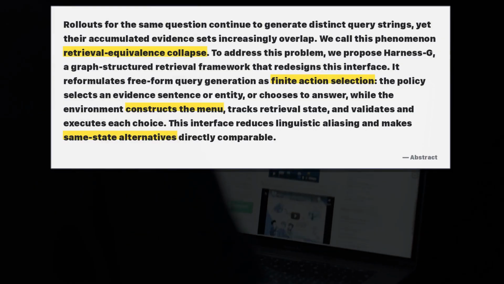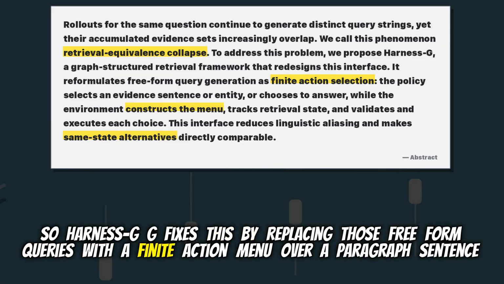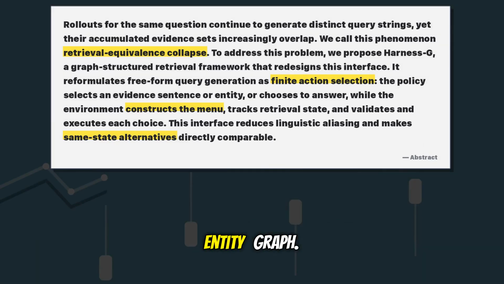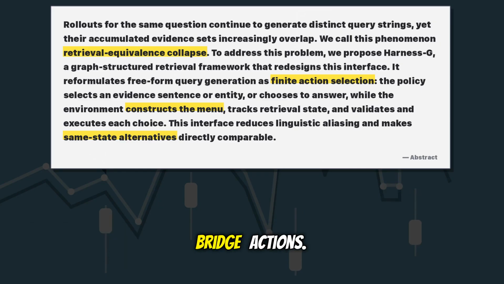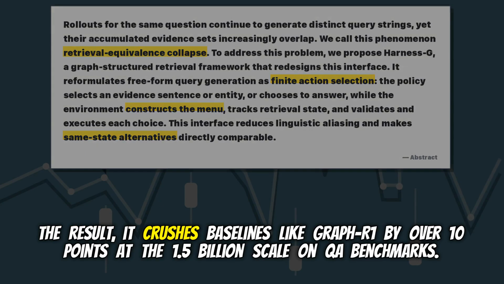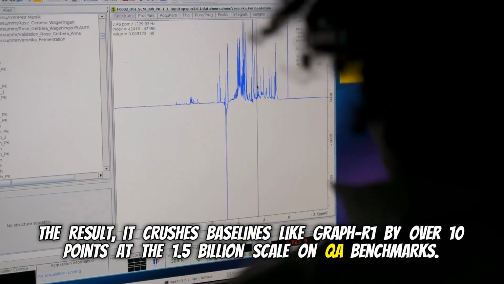needed for optimization. So Harness G fixes this by replacing those free-form queries with a finite action menu over a paragraph sentence entity graph. And it introduces Structured Non-myopic Credit, or SNC, to perfectly assign rewards to both immediate and delayed bridge actions. The result: it crushes baselines like GraphR1 by over 10 points at the 1.5 billion scale on QA benchmarks.